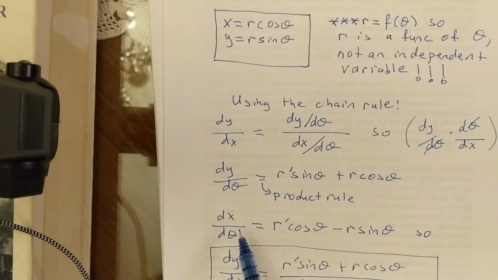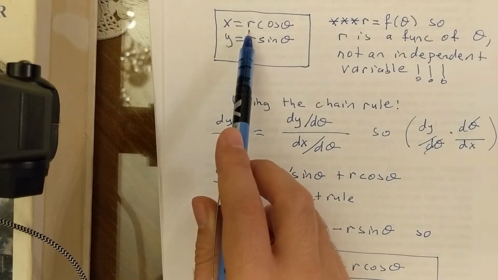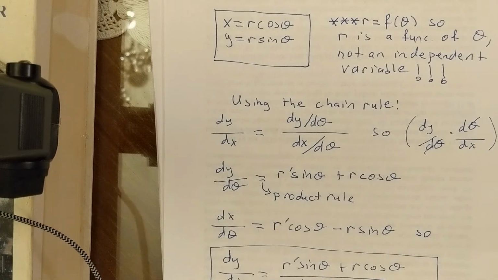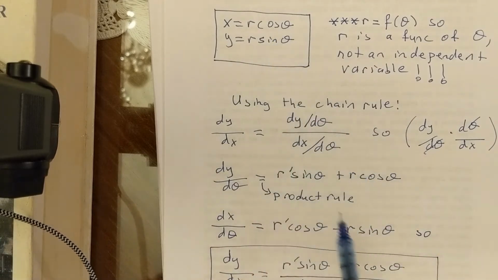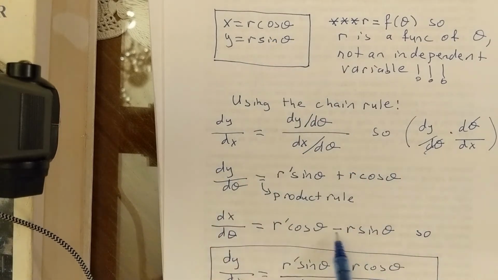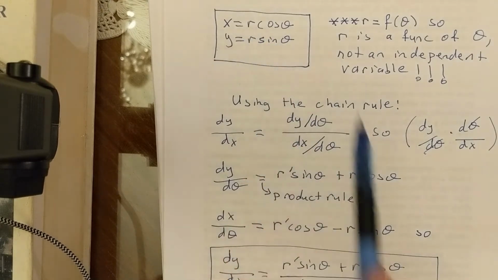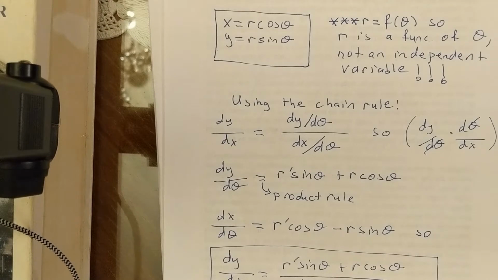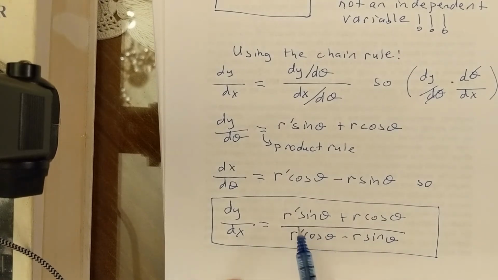On the other hand, if I want to do dx/d theta, again I have to use a product rule because this is a function of r. If you're getting confused, instead of r, just write f of theta. So the derivative of r times cosine plus the derivative of cosine, well, that's minus sine, so I put the minus in front. So minus r sine theta. That's what we have. Okay? So taking their fraction, we get that dy/dx is equal to, well, this horrible looking formula, r prime sine theta plus r cosine theta over r prime cosine theta minus r sine theta, okay?